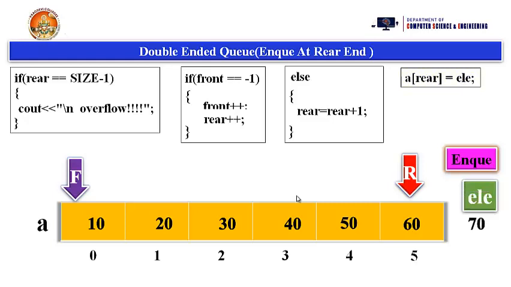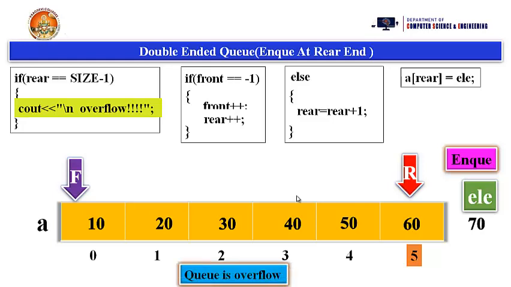Check the condition. If rear equals size minus 1. So what is the rear value? It is pointing to the fifth index position. And what is the size minus 1? It is also 5. Now both are pointing to the same location now. So condition satisfied. Now in this situation we need to execute the COUT statement here, that is overflow condition occur. Why? Because both are pointing to the same location and the queue is full here. So overflow condition will be printed on the monitor.